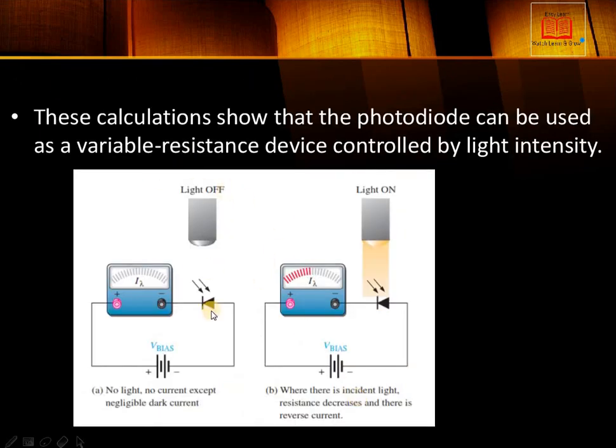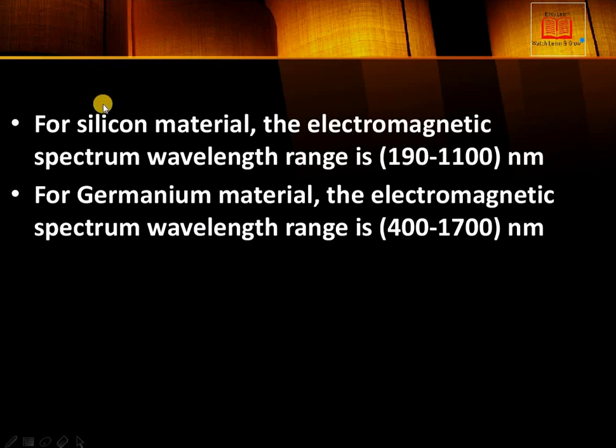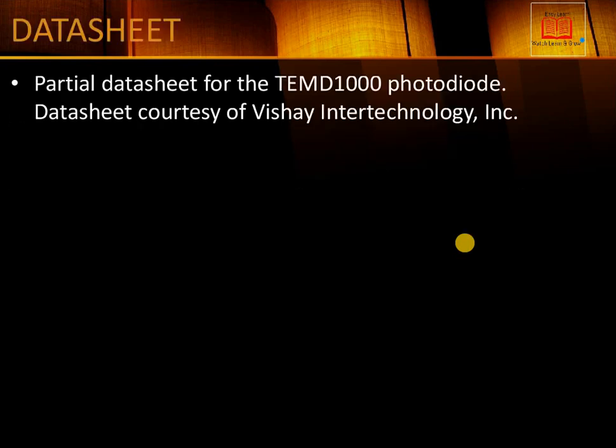You can see that when light is off, there is no reverse current on the ammeter, but when light falls, there is a reverse current. So this is for silicon material: the electromagnetic spectrum wavelength range is 190 to 1100 nanometer, and for germanium this is 400 to 1700 nanometer, and it also changes from material to material.